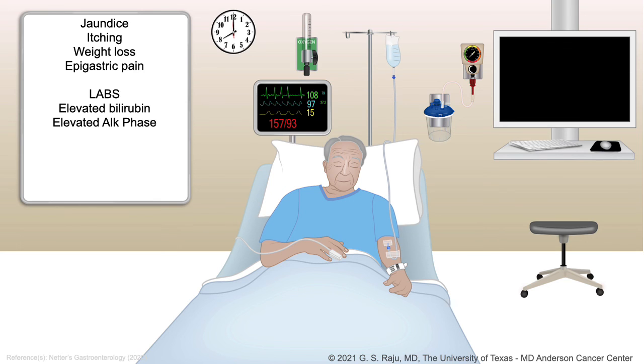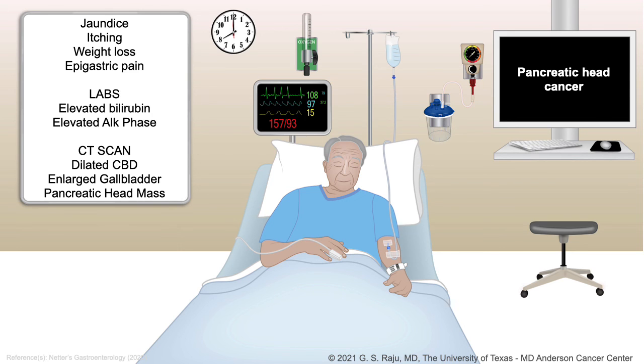CT scan shows a dilated bile duct, enlarged gallbladder, and a mass in the head of the pancreas. This is a typical case of pancreatic head cancer.